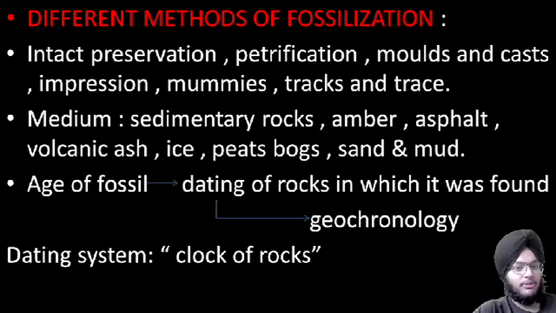Let us study about different methods of fossilization. Fossilization can be done through intact preservation, petrification, molds and cast, impression, mummies, and tracks and trace. Now what is the medium through which fossilization happens? It can happen in sedimentary rocks, amber, asphalt, volcanic ash, ice, peat bog, sand and mud. Now, the age of a fossil is found out by dating of rocks in which it was found, which is known as geochronology. The dating system is known as the clock of rocks.